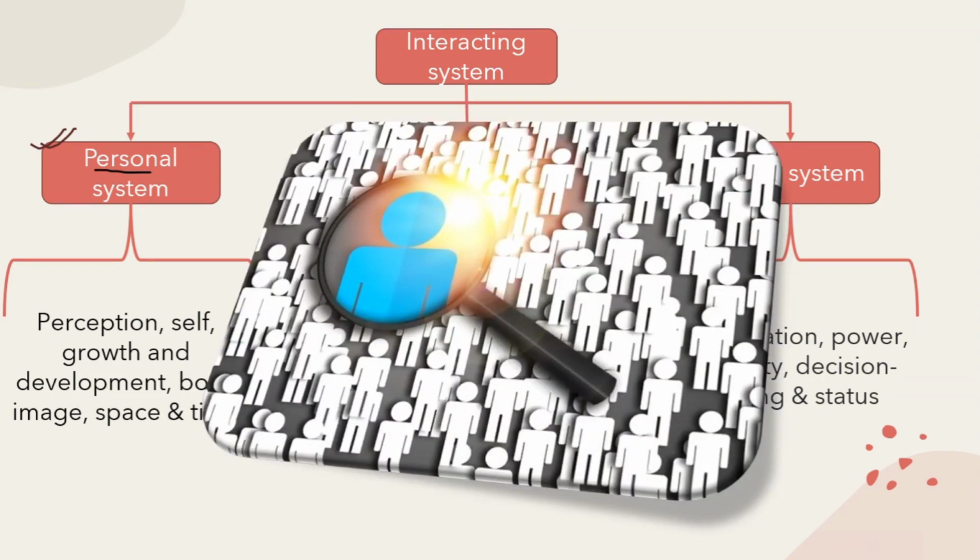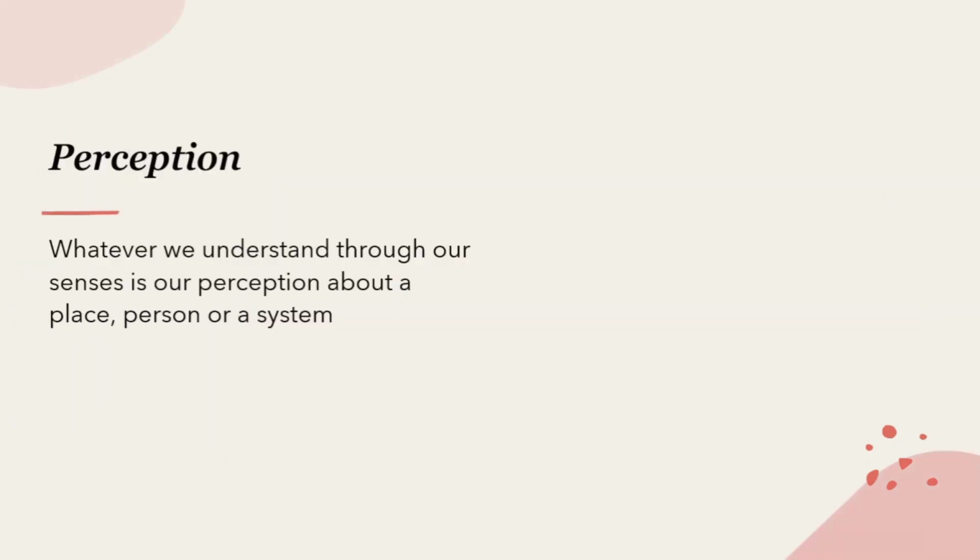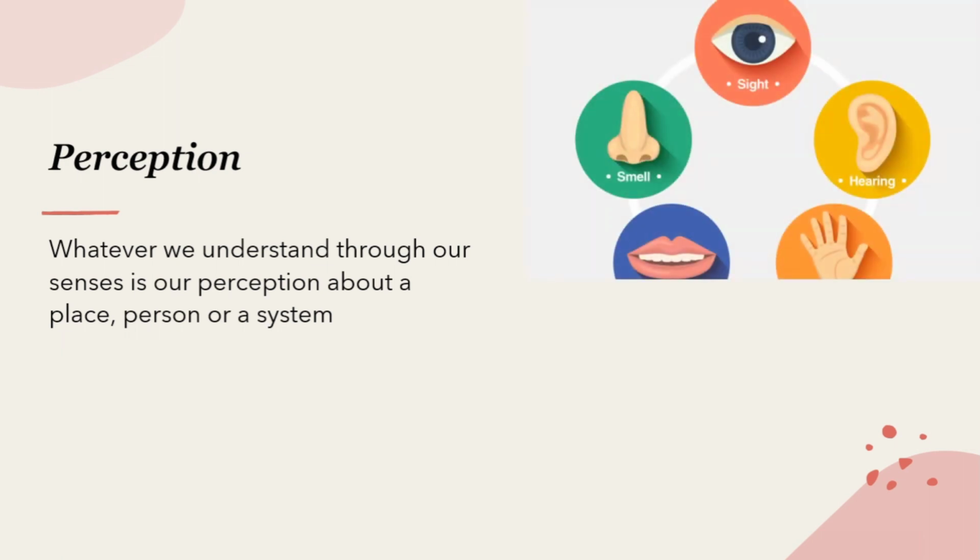Now, what are the concepts of a person within himself or herself? First one is perception. Perception is the way in which something is understood through the senses. Our senses are to look, hear, smell, taste and feel, right? These are our senses.